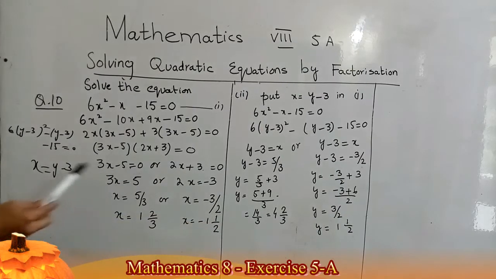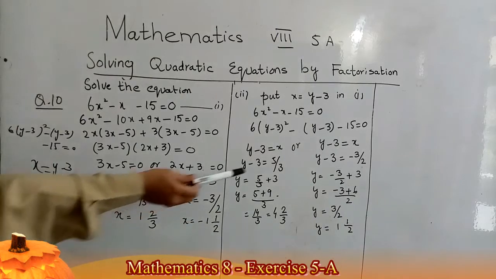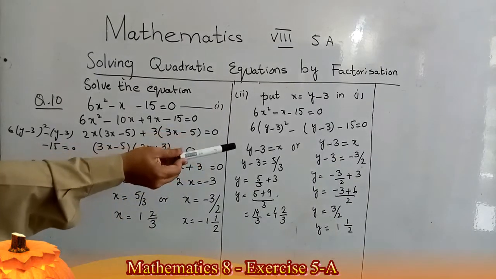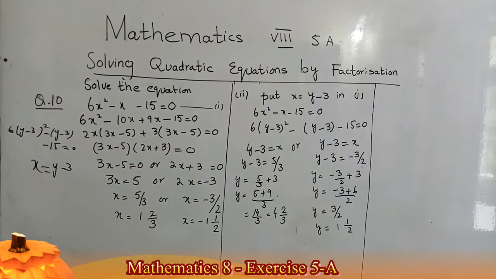Next, because y minus 3 is equal to x, next I put x is equal to minus 3 over 2. Minus 3 will be positive on the right side, so I have y is equal to minus 3 over 2 plus 3. I simplify it and I will have y is equal to minus 3 plus 6 over 2. It becomes y is equal to 3 over 2. I can also write it as 1 whole 1 over 2. So y is equal to 4 whole 2 over 3, and y is equal to 1 whole 1 over 2 is the solution of part 2.